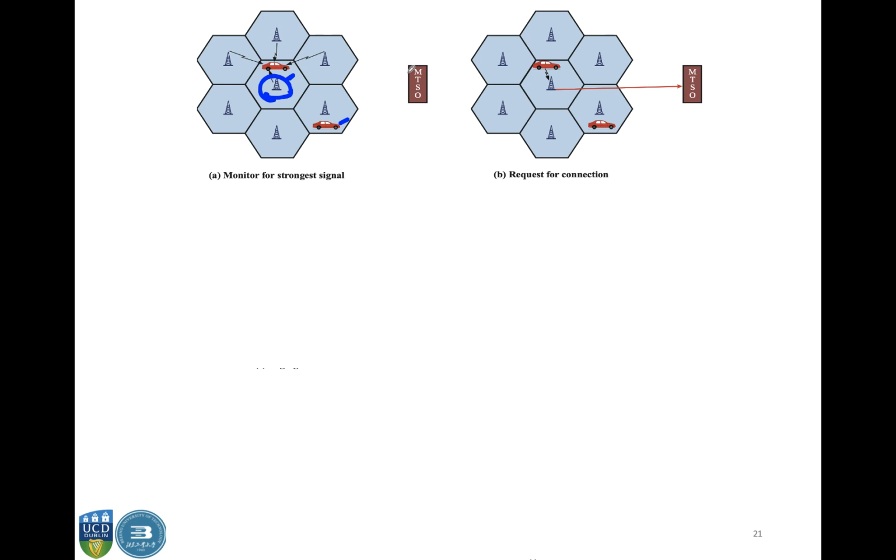So let's say your mobile unit is within this car and you want to communicate with another mobile unit inside this car. So the mobile unit will be monitoring for the strongest signal. So whatever are the nearby base stations, it will look for those and try to monitor for the strongest signal. And let's say this one provides the mobile unit with the strongest signal, so it will be connected to this base station, and this base station will send a request for connection to the MTSO. Okay, like this.